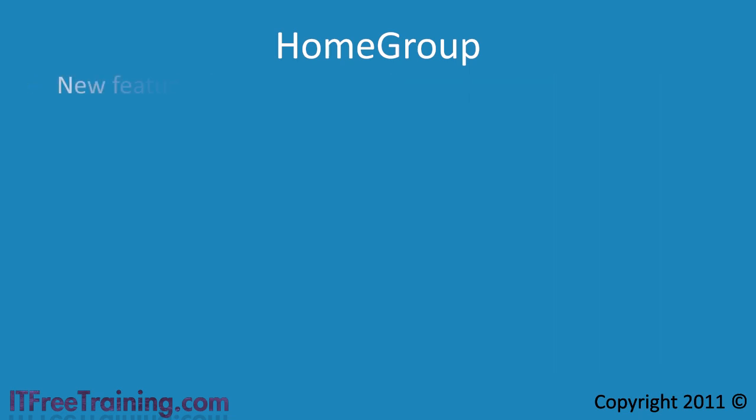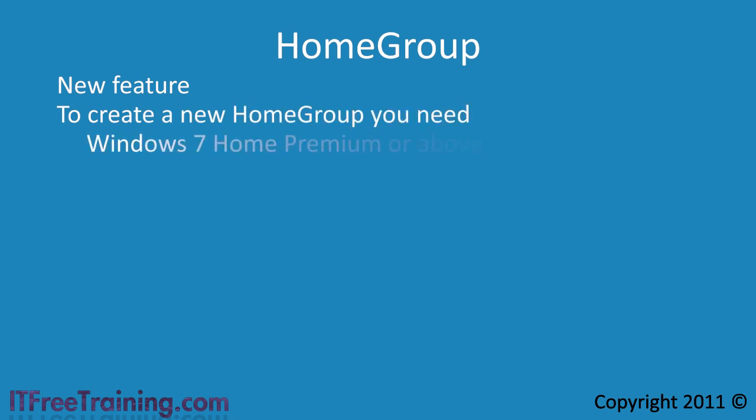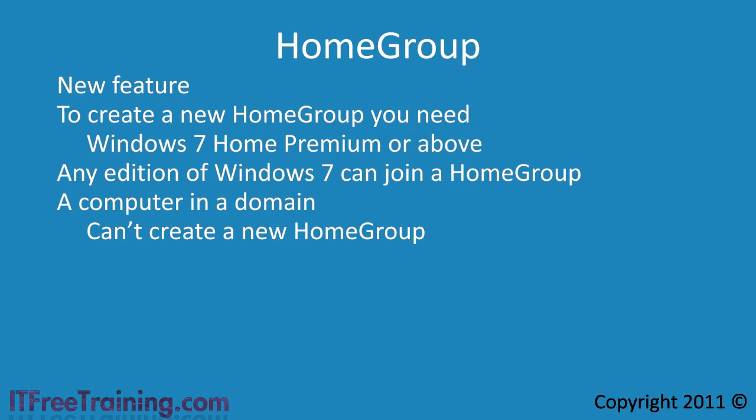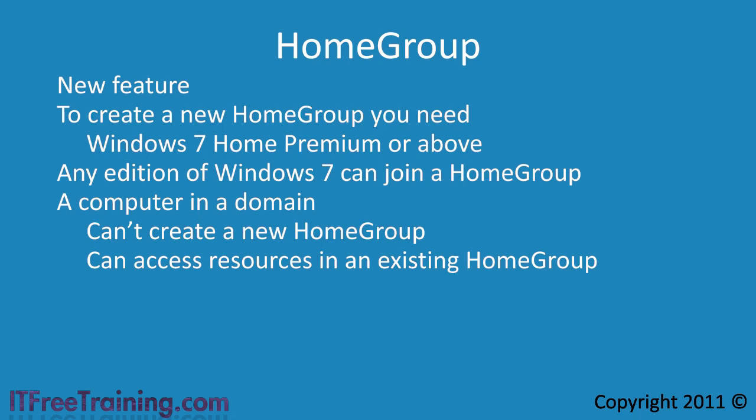HomeGroup is a new feature in Windows 7. To create a home group, you need to be running Windows 7 Home Premium, Professional, Enterprise, or the Ultimate Edition of Windows 7. If you are running a different edition of Windows 7, you can join a home group that has already been created. HomeGroup is designed for home users to share resources between each other easily. For this reason, if your computer is joined to a domain, then you will not be able to create a home group. However, a computer joined to a domain can access resources in an existing home group.